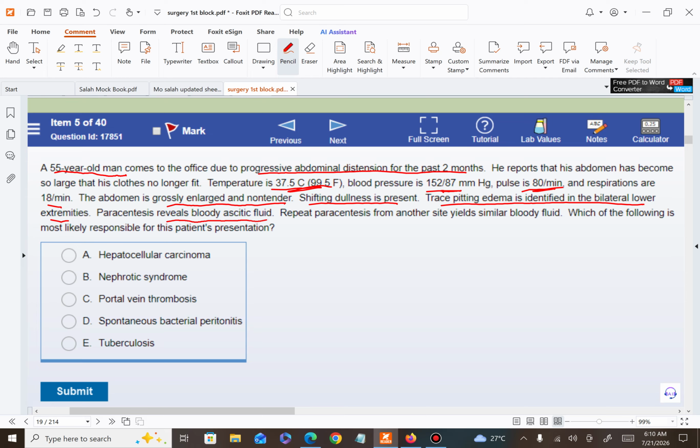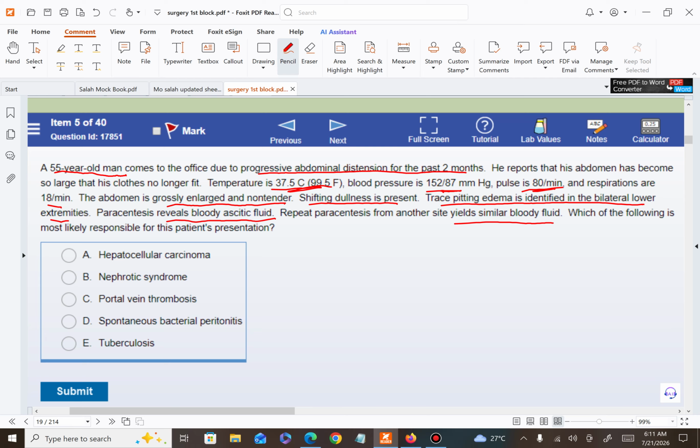Paracentesis reveals bloody ascitic fluid. Repeat paracentesis from another site yields similar bloody fluid. Which of the following is most likely responsible for the patient's presentation?